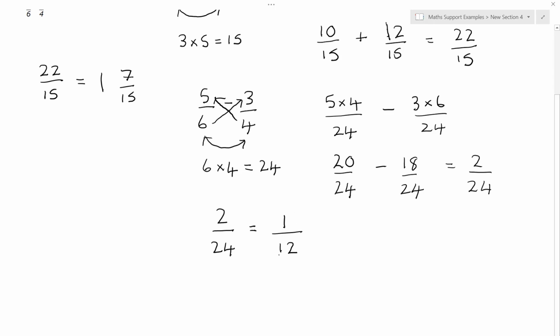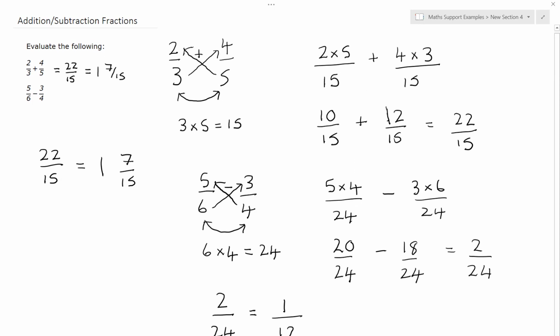This is as simplified as it can be. So I can therefore write that 5/6 minus 3/4 is equal to 1 over 12.